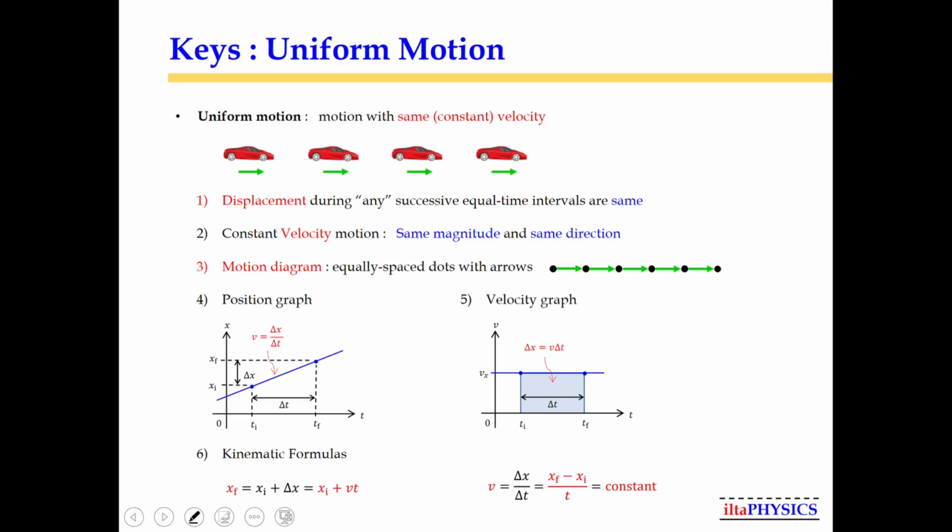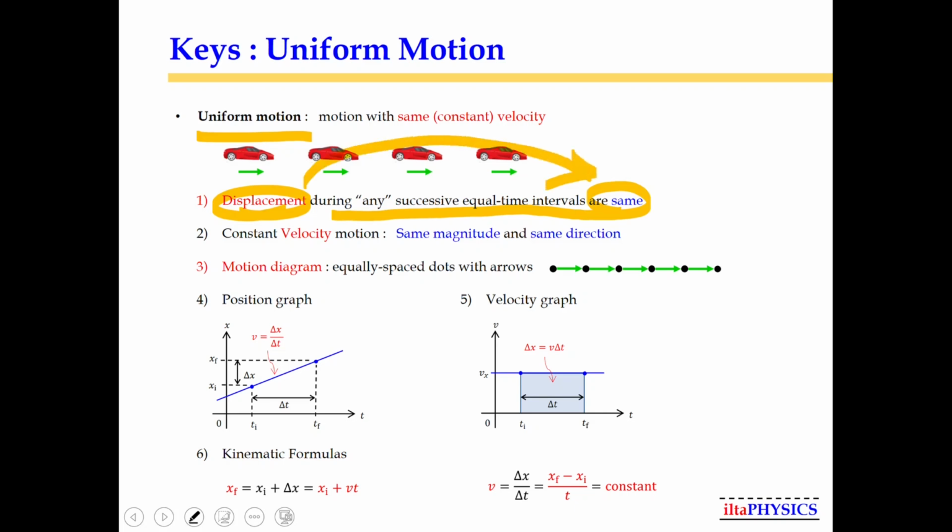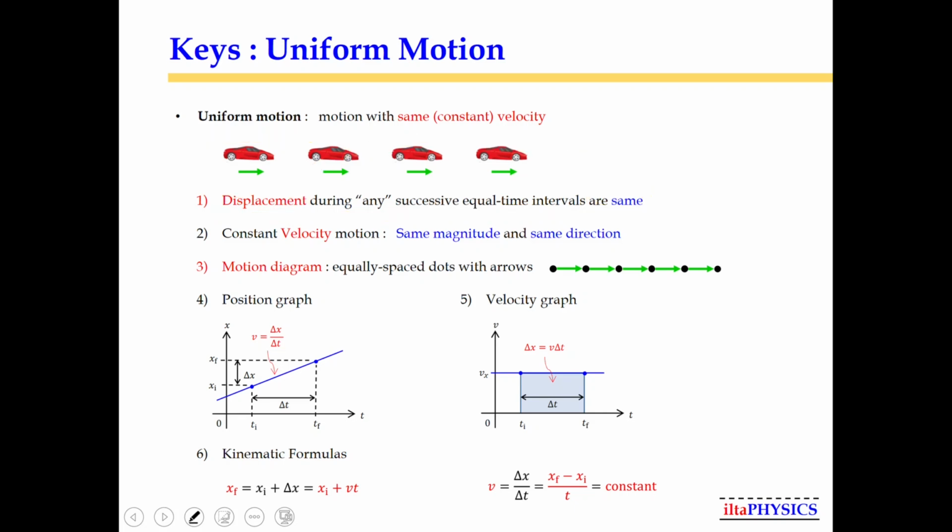First, let's explain uniform motion in terms of displacement. The definition is that the distance traveled, the displacement, is the same during consecutive, equal time intervals. Second, if we explain uniform motion from the perspective of velocity, it is motion at a constant velocity. To be precise, constant velocity means not only the same magnitude, but also the same direction.